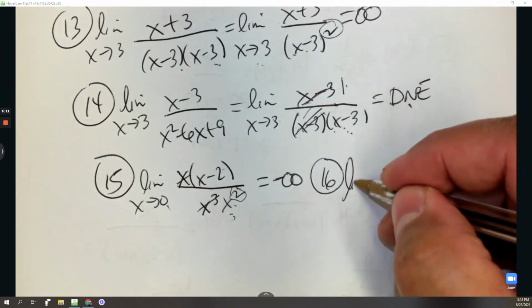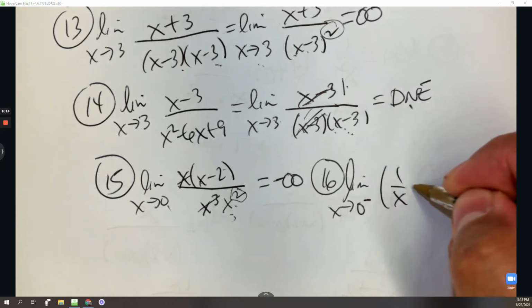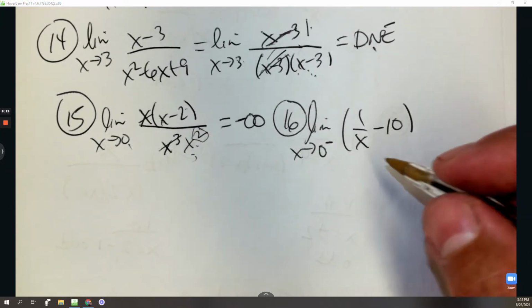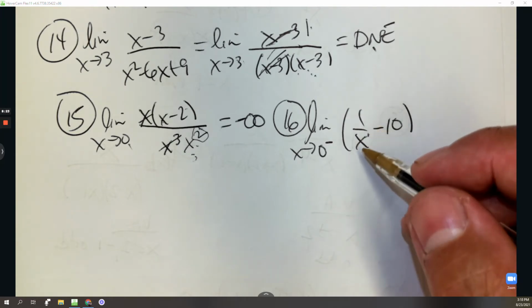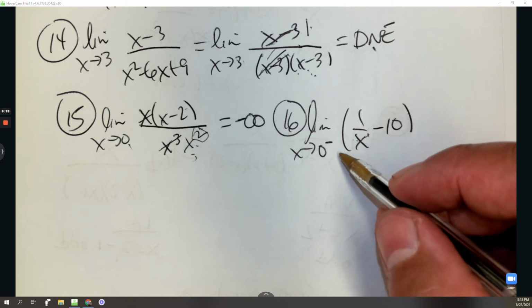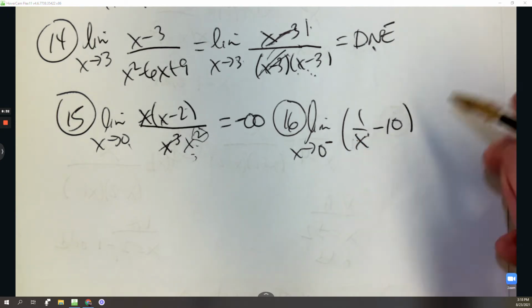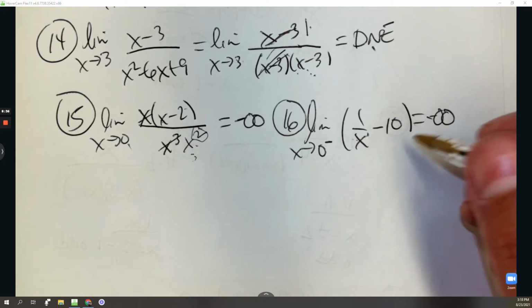Number 16, the limit as x approaches 0 from the left. So we have an odd asymptote here. So if I plug in a negative number to the left of 0, I get a negative answer. That's negative infinity.